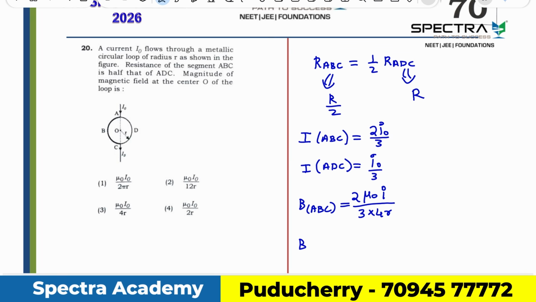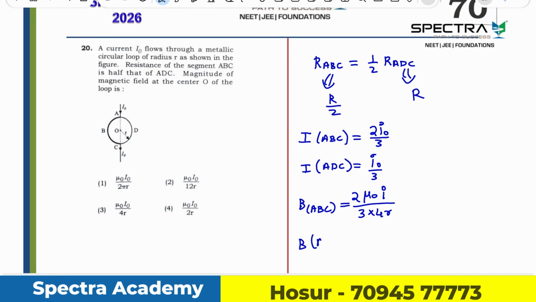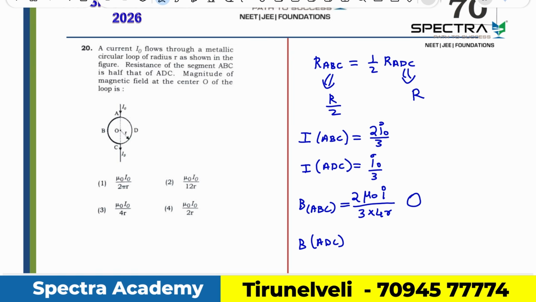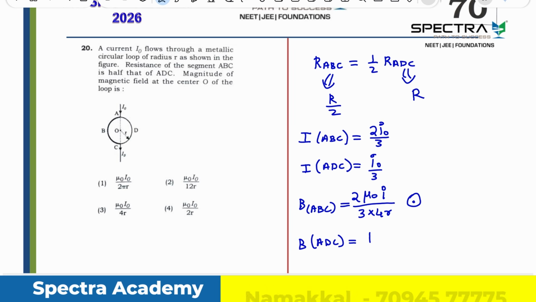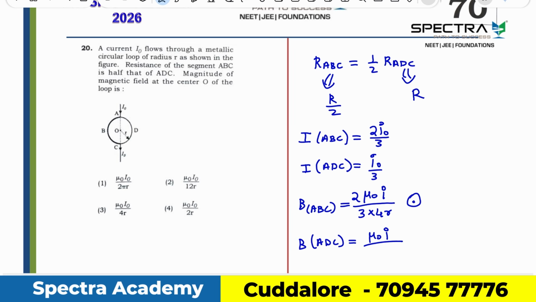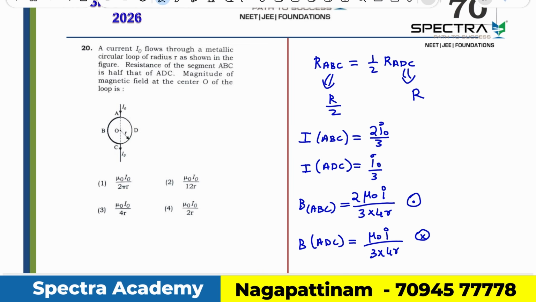Now what if I try to find the magnetic field of ADC? What will be the direction? You know how to find the direction, right? For this, the direction will be out of the page. Now the magnetic field of ADC will be mu naught I by 3 into 4r. It will be into the page.